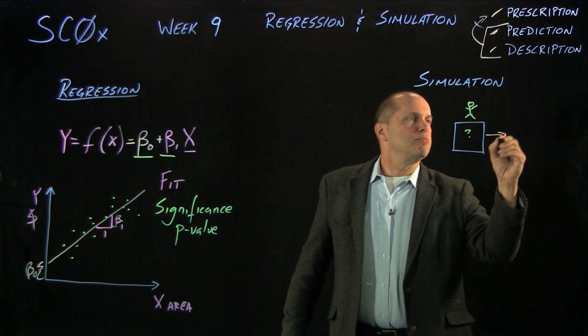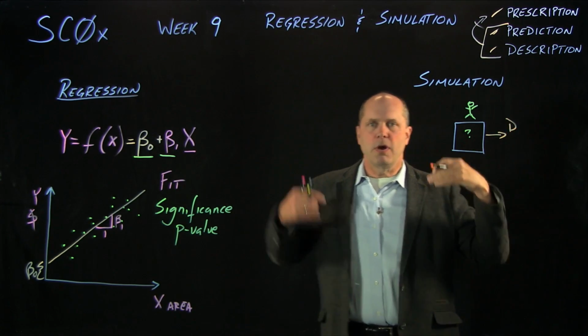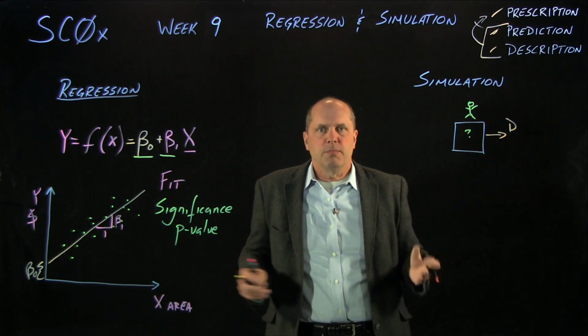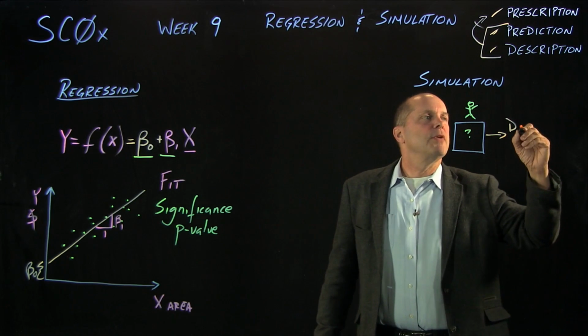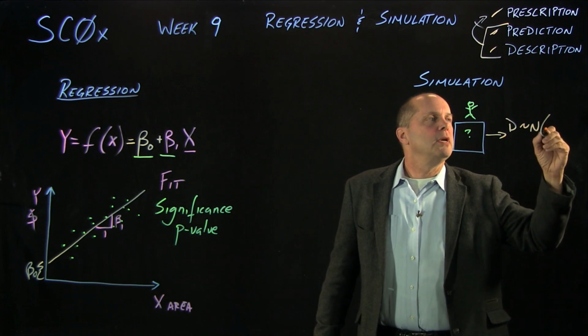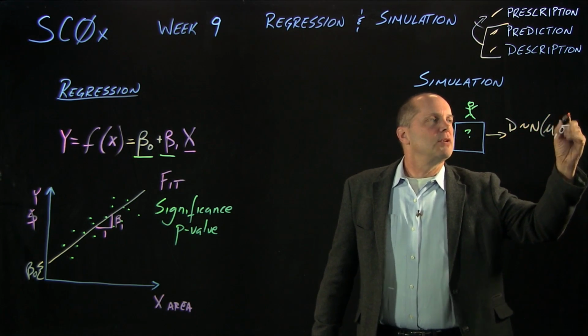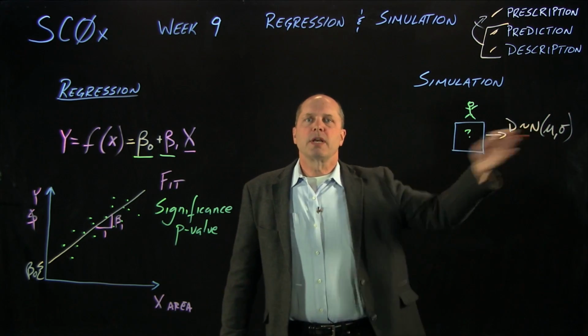You're facing some kind of demand. People come in, but they don't come in always when you need them. They come in randomly. That's a random variable. And let's say it's distributed normally, I don't know, with some mean and some standard deviation. So you don't know when they're going to come.